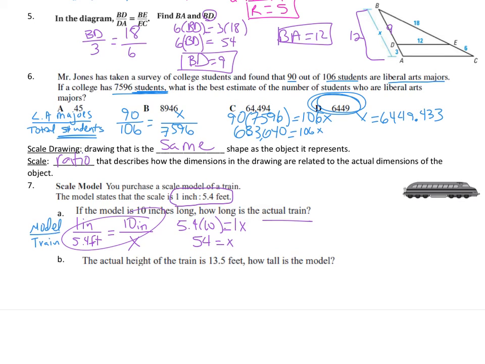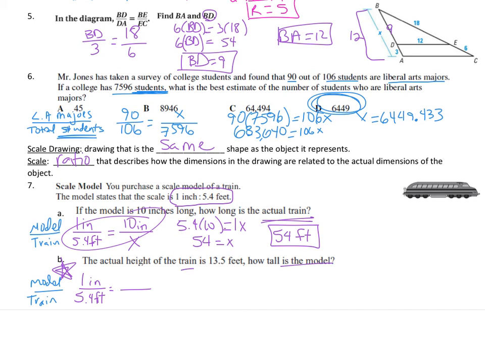Now remember, we're trying to find an actual train measurement, and our measurements are in feet, so this would be 54 feet. For the next one, I want you to set it up the same way, but remember, you're starting off with the same original ratio that we were given for the scale. So we have the 1 inch, 5.4 feet. Remember, the top number is your model number, and the bottom number is for the train. So I want you now to fill in the remainder of your ratio and then solve for how tall the model is.